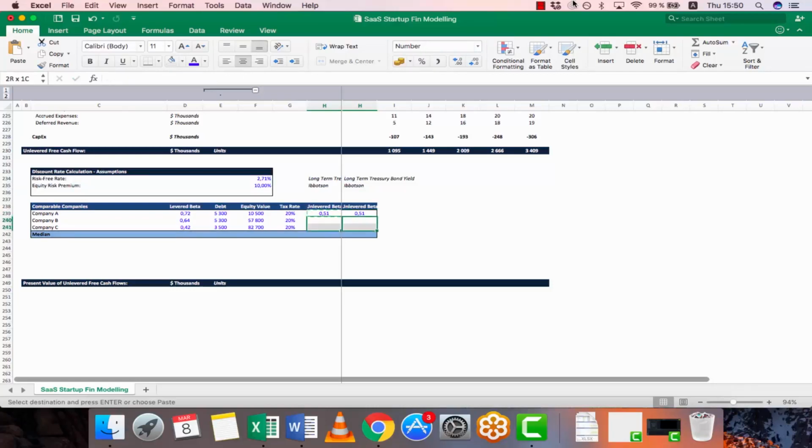and just copying it. And what we need now is just to take the median of this set. Sometimes you will be taking the average, but let's obviously take the median. So the median is 0.51.